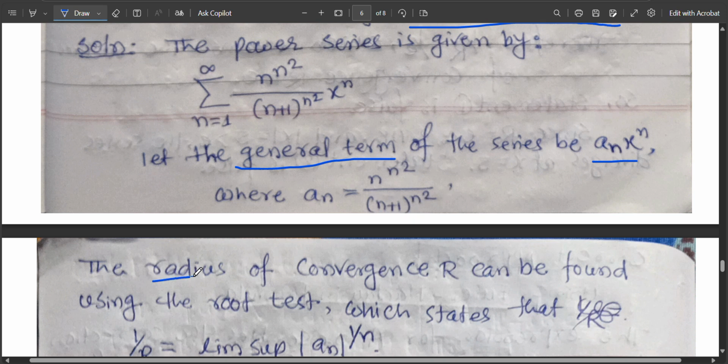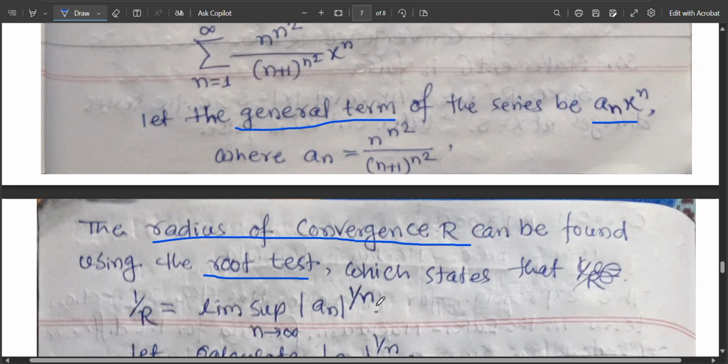The radius of convergence r can be found using the root test. Why are we using the root test? Why not the ratio test? Because in the root test the power 1 by n comes, and here n to the power n squared is also there, so the power 1 by n can cancel. That's why we are taking the root test. Otherwise we can take the ratio test also.